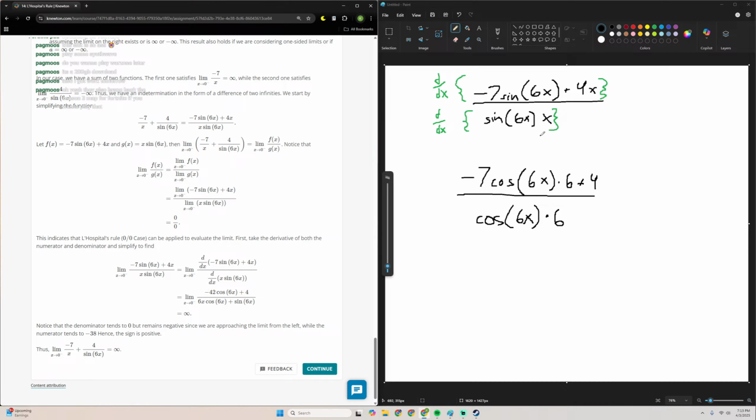Oh, product rule. It was product rule. If I did product rule, what would have happened? 42x this. Because then I would have seen it. Yeah, cosine 42.